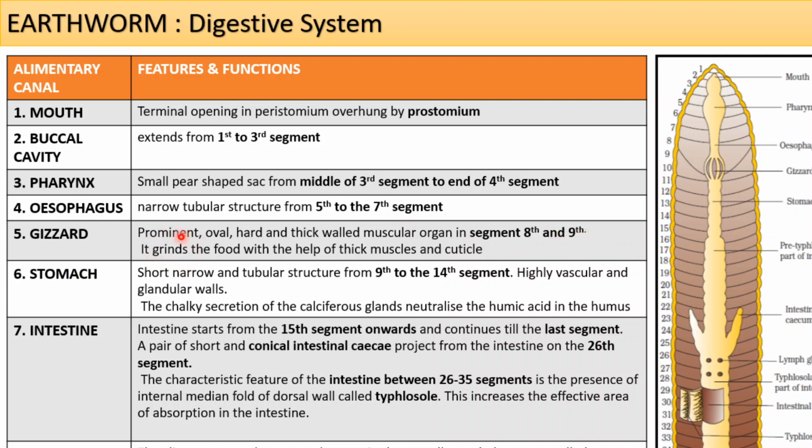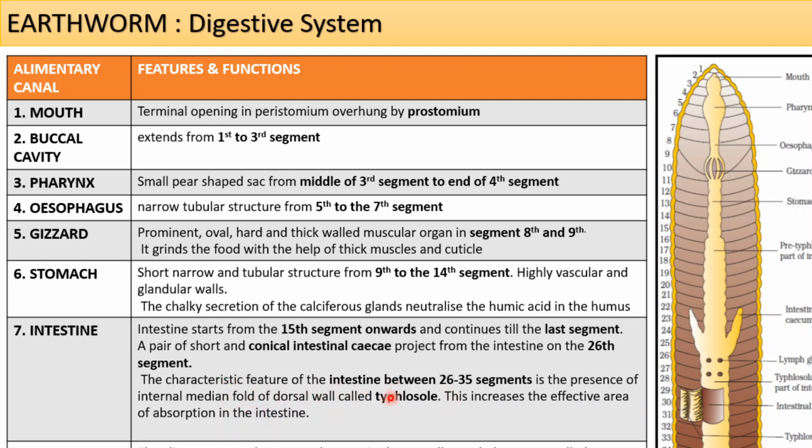Again देखो, helps in grinding the food. Thick walled muscular organ, that's why it is helping in grinding with the help of thick muscles and cuticle. Stomach, देखो stomach narrow tube है, from 9th to 14th highly vascular and glandular. Chalky secretion. Calciferous glands are there in the stomach to neutralize the humic acid of the humus. Intestine starts from 15, जहां से stomach खत्म होता है, continues till the last segment. उसमें 26th segment में we have a pair of intestinal caeca, right, projecting from the intestine on the 26th segment.